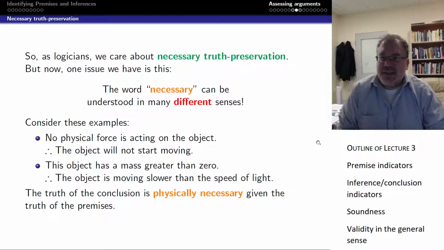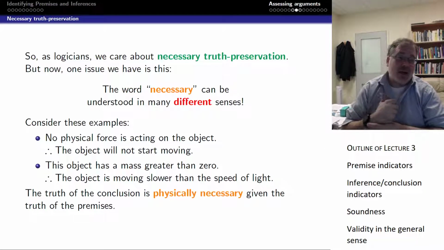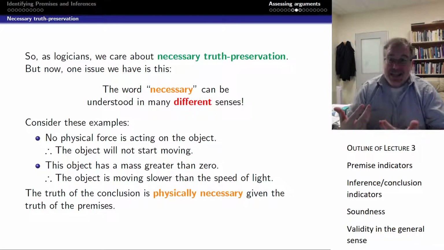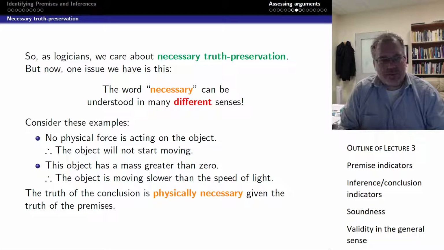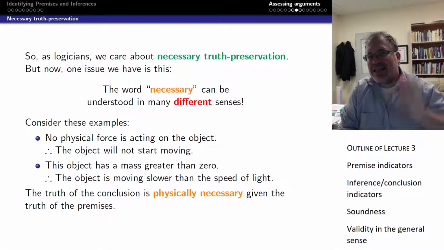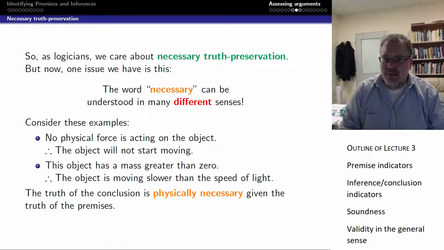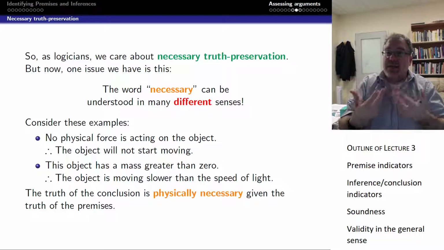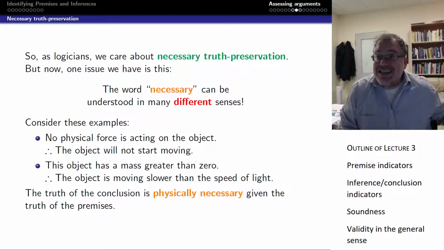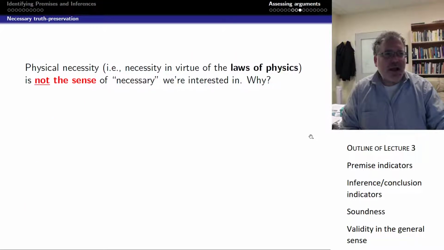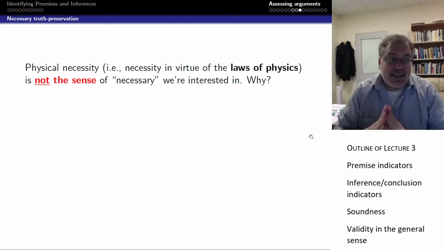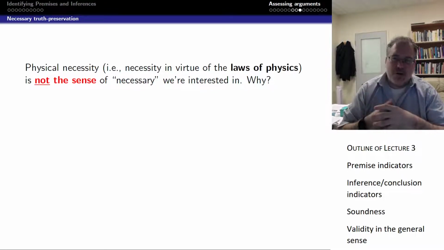So we have a case where we would say that the conclusion necessarily follows from the premises, and the sense in which it necessarily follows is physical necessity. Right? It follows in virtue of the necessary physical laws of the universe. Now, physical necessity, that is to say necessity in virtue of the laws of physics, is not the sense of necessity we're interested in in logic.